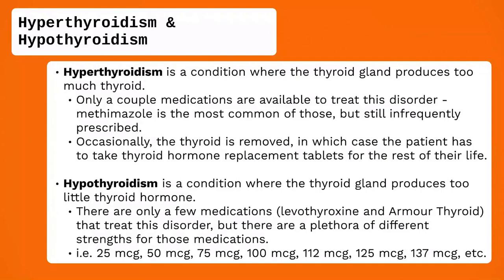Hypothyroidism is a condition where the thyroid gland produces too little thyroid hormone. There are only a few medications, such as levothyroxine and Armour Thyroid, that treat this disorder, but there are a plethora of different strengths for those medications, which I have listed here.